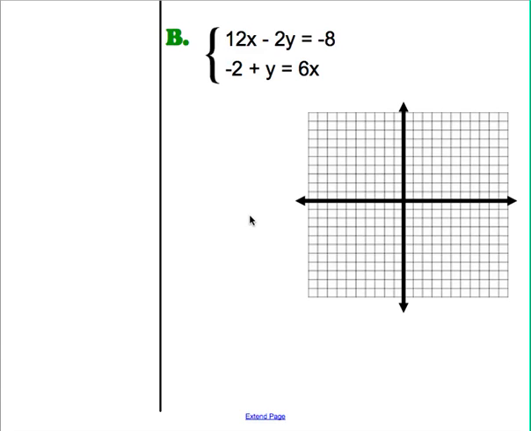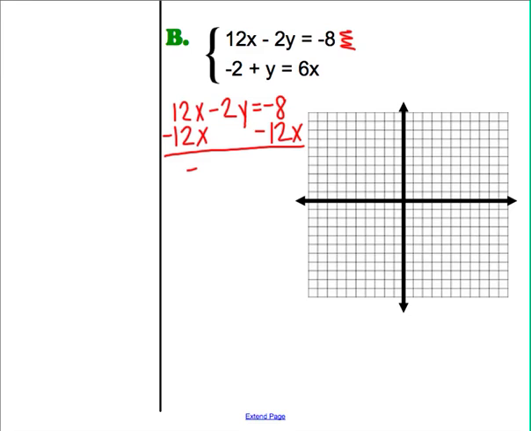Let's now take our steps that we just learned in the last video and go ahead and put them to use with a couple more examples. So we'll start here with our red equation. Our red equation is 12x minus 2y equals negative 8. I'm going to start by subtracting 12x from both sides. Can't emphasize enough that that 12x is positive, which is why we're subtracting.